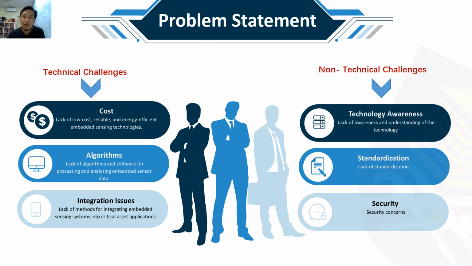The first one is a lack of awareness and understanding of the technologies. Many organizations on premise are not aware of the benefits of embedded electronic sensing for critical asset monitoring, or they do not have the expertise to implement these technologies. The second one is a lack of standardization. There is a lack of standardization in embedded sensing technologies, which can make it difficult to integrate sensors and software from different vendors.